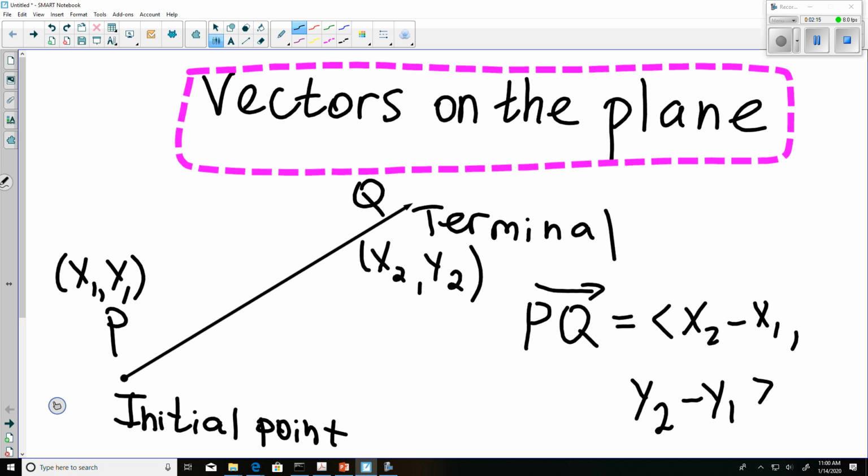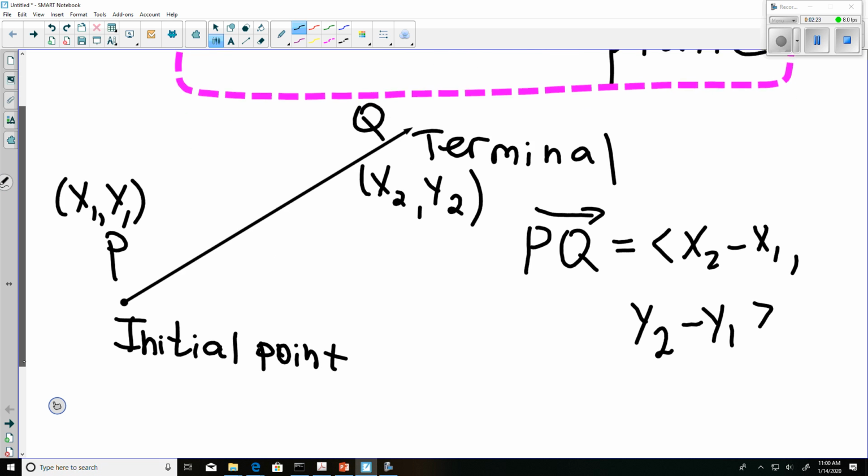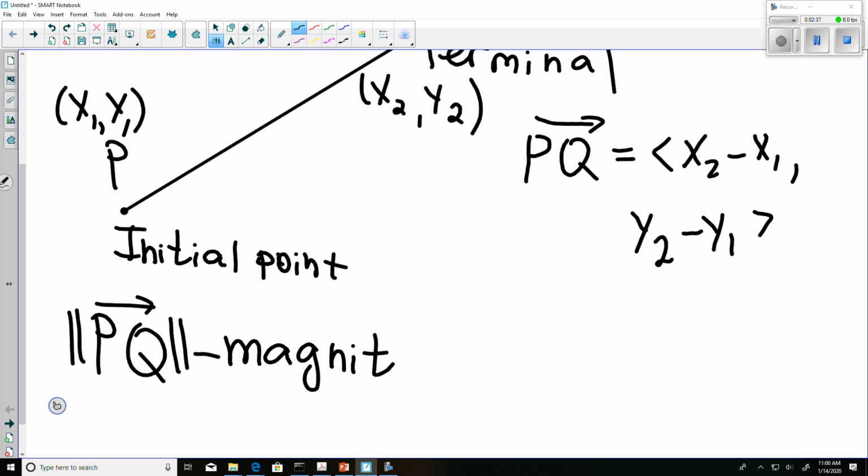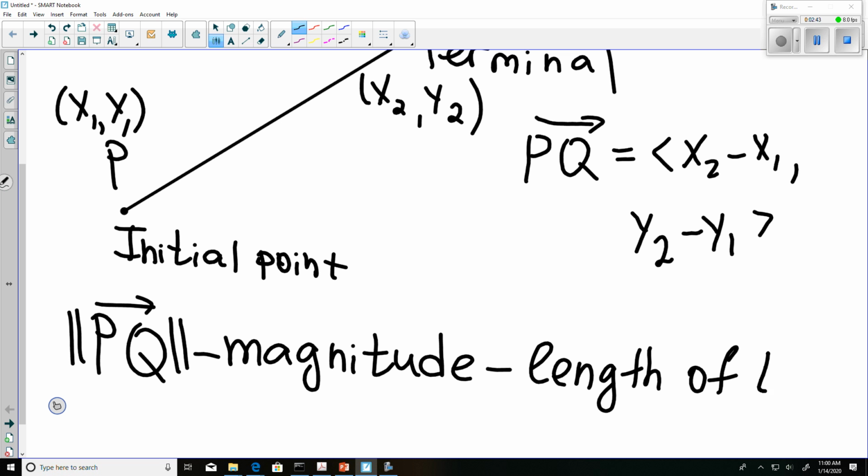How can I find the magnitude? Some students told me at the beginning of the lesson that they struggled finding the magnitude. Magnitude is actually the length of this vector. The magnitude of PQ, and when you have this double line, that's called magnitude. Let me write it down in your notes: magnitude. In other words, it's the length of the vector. And please tell me how to find the length of the vector. Go ahead. Pythagorean theorem, yes, if you have the vector on the coordinate plane, or the distance formula.